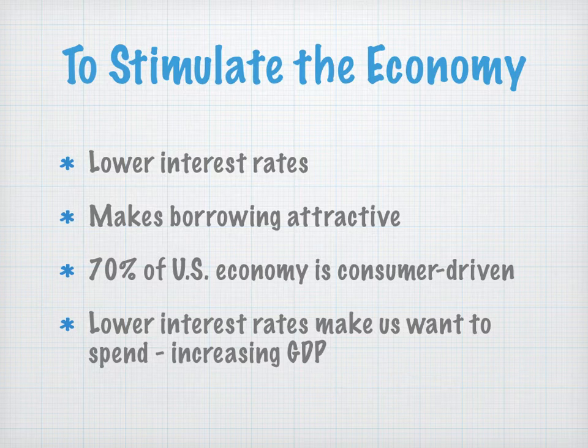At a lower interest rate, borrowing becomes more attractive. You don't go to the bank and borrow $20,000 so that you can save it in your savings account. You go to the bank and borrow $20,000 because you want to buy a car. 70% of the U.S. economy is consumer driven. That means non-government spending. So 70% of our economy is based on individuals and businesses purchasing.